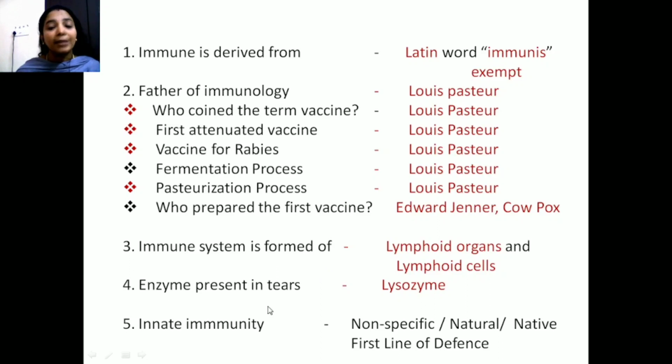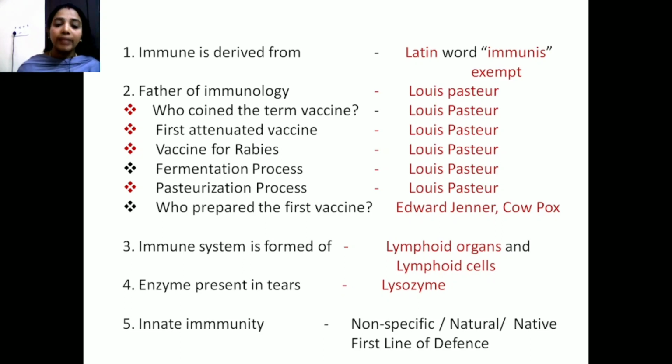Then, the enzyme present in our tears. When any dust particles enter our eyes, tears suddenly come out. Tears contain a particular enzyme known as lysozyme. That enzyme is able to lyse or kill microbes.